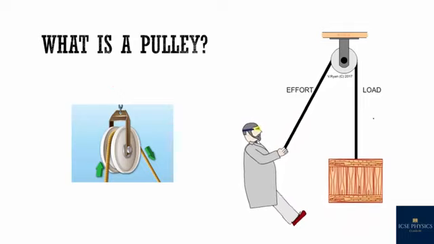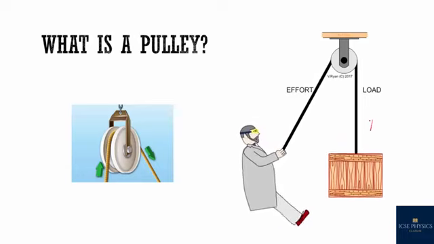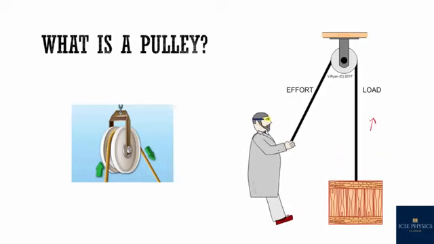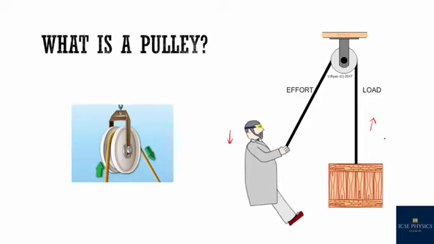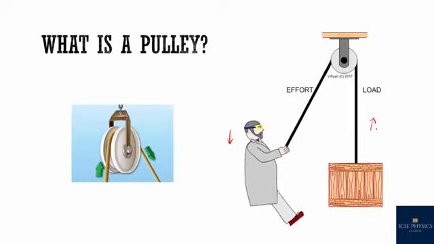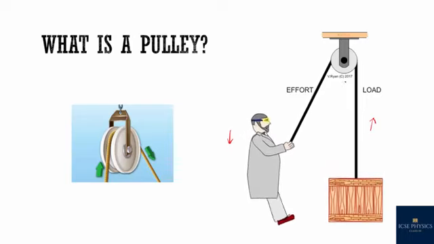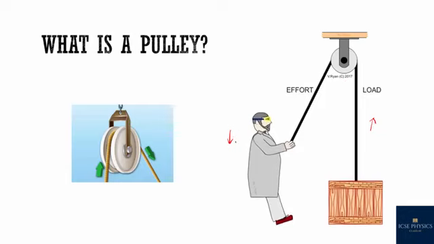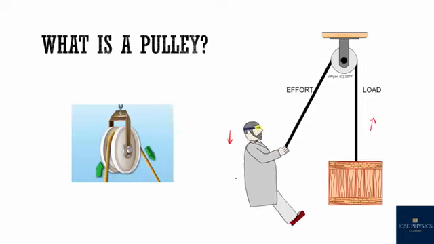Earlier, the direction of the load was upward, right? And the direction of gravity is downward towards the earth. So earlier, if you lifted the load directly up, you were doing work against gravity. Now with the help of a pulley you can apply the force with gravity. So it makes work easier.